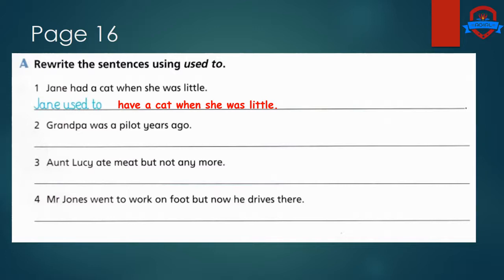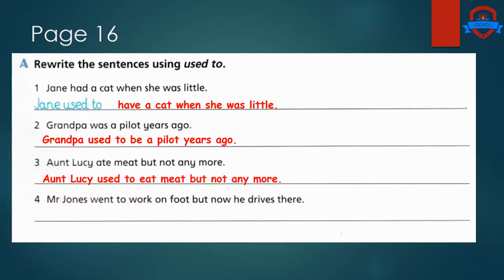Number 2. Grandpa was a pilot years ago. Now he isn't. Grandpa used to be a pilot years ago. Number 3. Aunt Lucy ate meat but not anymore. Aunt Lucy used to eat meat but not anymore. Number 4. Mr. Jones went to work on foot, but now he drives there. Mr. Jones used to go to work on foot, but now he drives there.